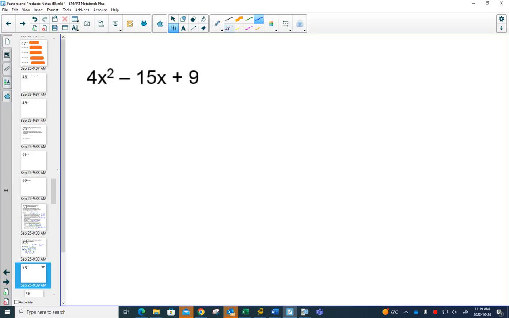So if you were trying the other technique first, you look at that first, you look at this last. And why is this one hard? Well, the first one could be 2x and 2x or 4x and 1x. And the last one could be 9 and 1 or 3 and 3. So if we do the new technique, it says multiply your first and last. What's 4 times 9? 36.